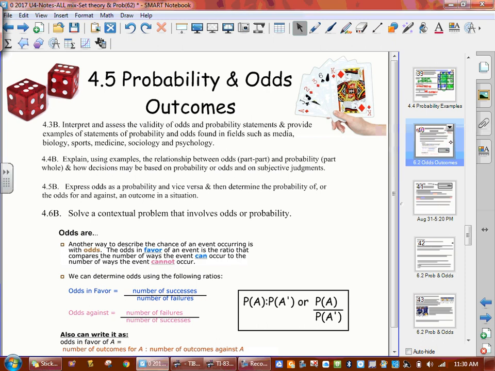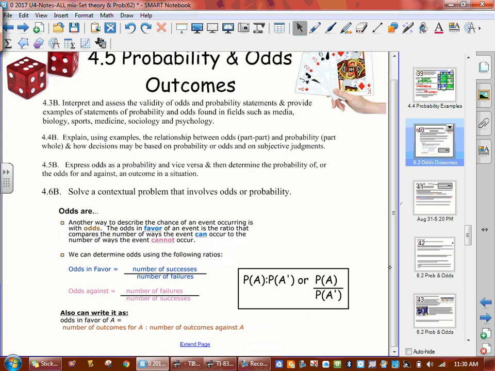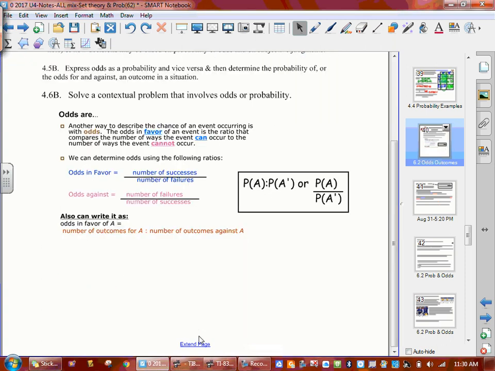Okay, Unit 5, Lesson 4.5, we're going to be talking about probability and odds. If we look down below here, we're going to see that odds are another way of describing an event. Instead of using probability, we can use odds. If I say something is odds in favor, I'm talking about the odds that something will happen. Odds against means I'm talking about the odds that something will not happen.